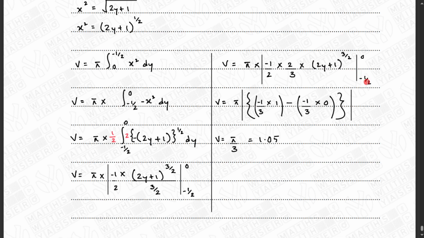And when you are substituting minus half into this equation, 2 times minus half will give you minus 1. So minus 1 plus 1 is 0. And this will be minus 1 by 3. So minus 1 by 3 times 0 is 0. So the whole thing within the modulus will be negative 1/3. So eventually it will become positive pi over 3, which is 1.05.